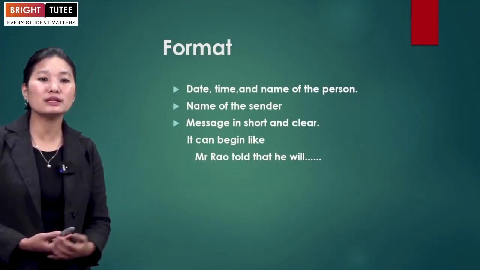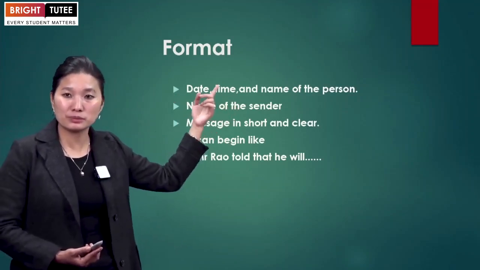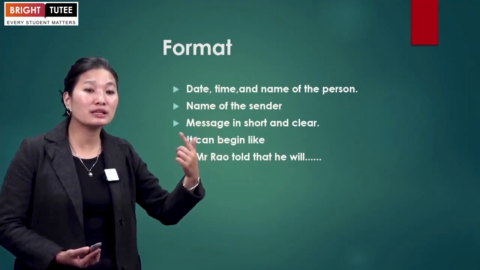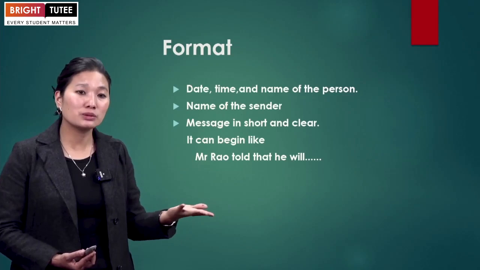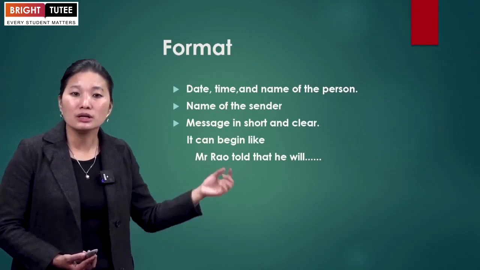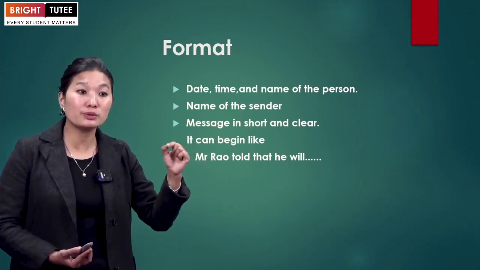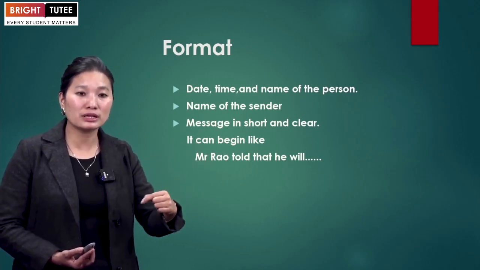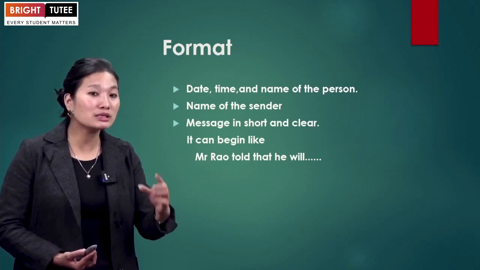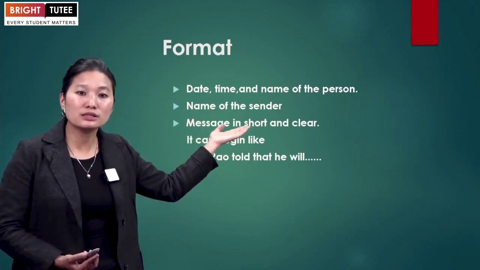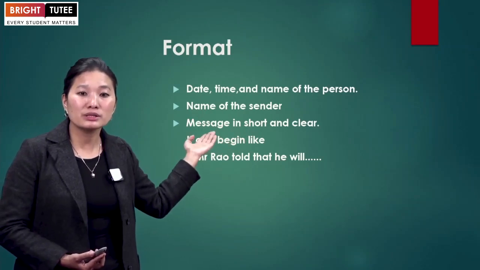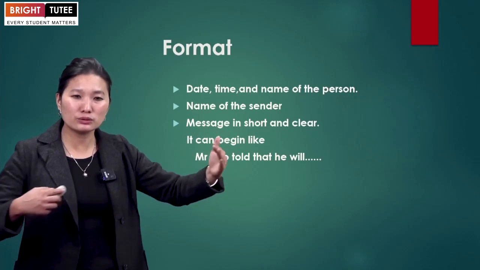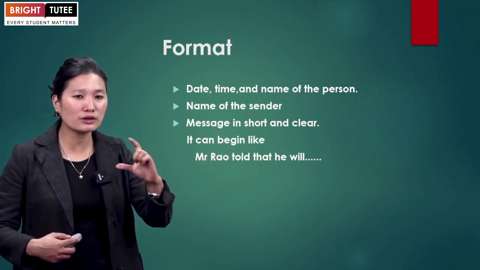And the format will be the date, time, and name of the person. Why? Because if you don't mention the date, they may think that it's just a piece of paper that is not needed anymore. So write the date and time so that the person who sees that message will get to know that it is important for today and it concerns today. That means it is talking about today. The name of the sender will be there, the person who is sending. Message in short and clear. I repeat, message in short and clear. You don't have to write a long one, as I've said. You can just give your very short message.